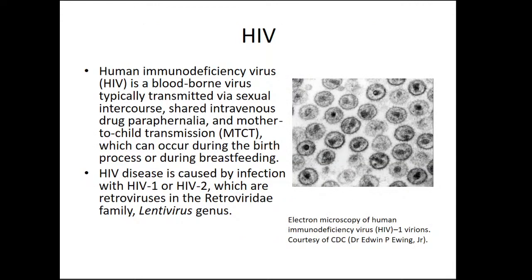Human immunodeficiency virus, we call it HIV, is a blood-borne virus that is typically transmitted via sexual intercourse or among drug users when they share needles, for example, and also mother-to-child transmission is another available way of transmission. So three main routes of transmission: sexual intercourse, drug paraphernalia, and mother-to-child transmission.